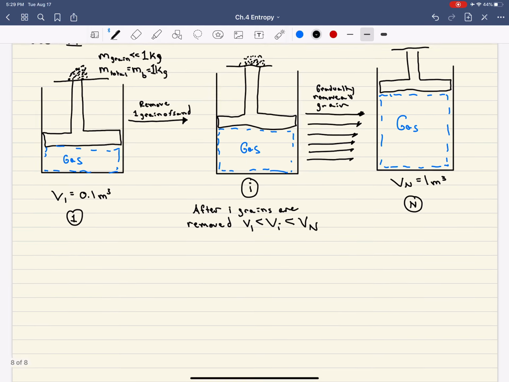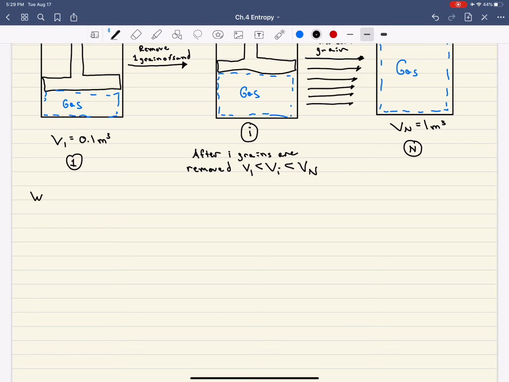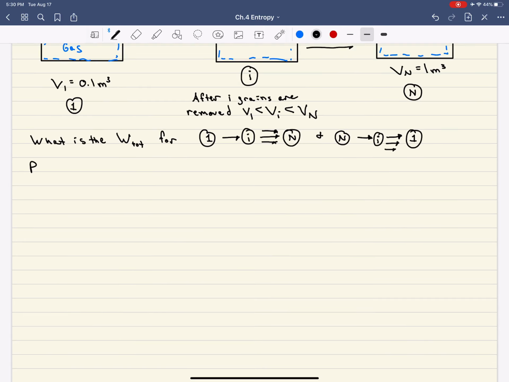Right? Okay? And so what we want to figure out now is what is the total work required to go from state 1 to state I all the way to the final state. And then what happens if we try and go backwards, back to the initial state. Okay? And so essentially what we could do is apply the same analyses that we applied before, where if we estimate the pressure of the gas initially, it's going to be equal to this.